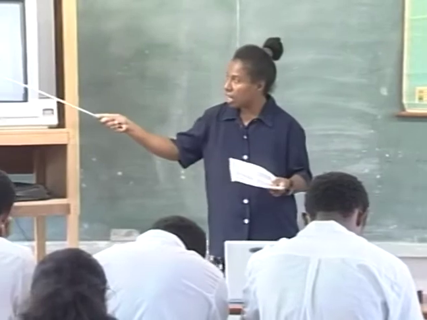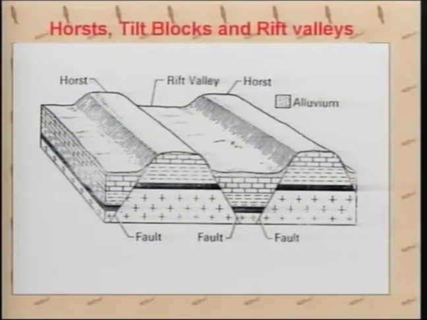From this particular example, you can see 1, 2, 3 fault lines here. Then we can look at other examples. Block faulting does not have to only involve 2 or 3 fault lines. You might have an area whereby there are more than 2 or 3 fault lines.